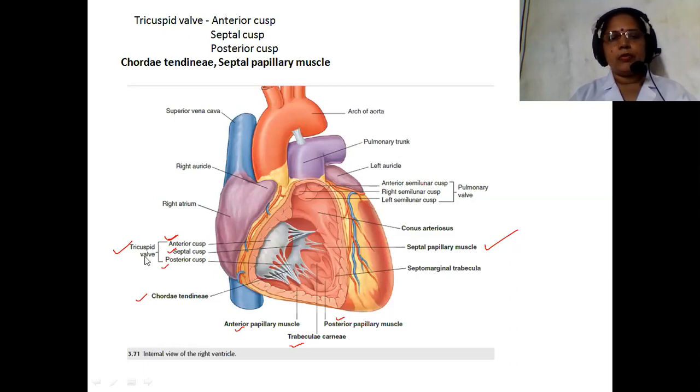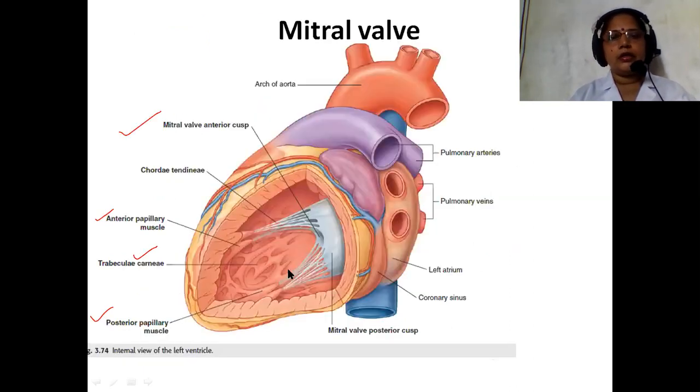So this is the example for the tricuspid valve, which is present in the right ventricle. The second example for the atrioventricular valve is the mitral valve. The mitral valve is also called a bicuspid valve. This mitral valve has two cusps. What are the two cusps? This cusp is called the mitral valve anterior cusp, and this cusp is called the mitral valve posterior cusp.